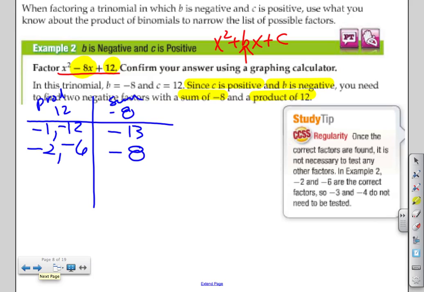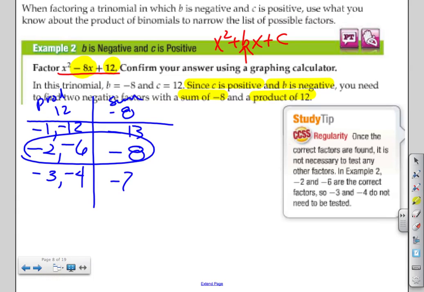And I really don't have to go any further, but I can prove to you if we went -3 and -4, that does multiply to be a positive 12, but it adds up to -7. So here are the two integers that we want. We want -2 and -6.